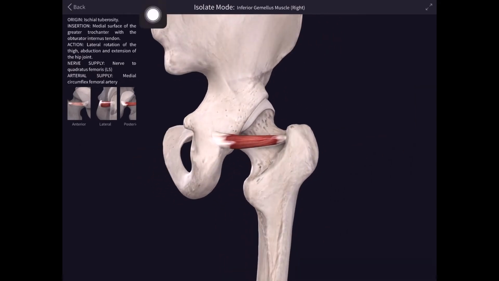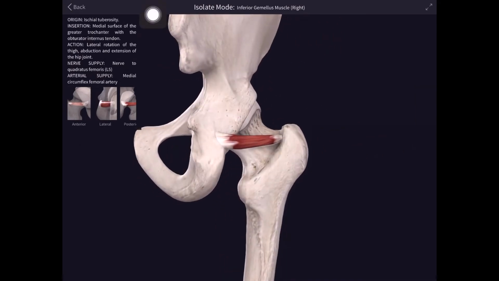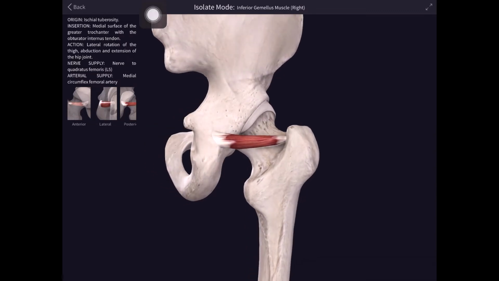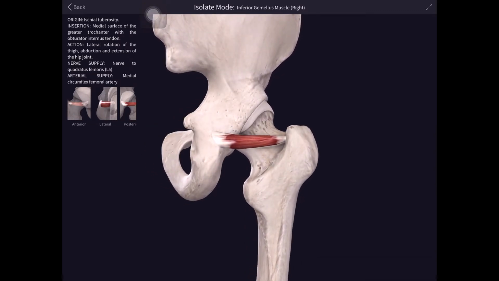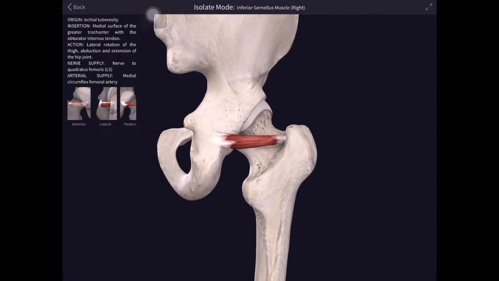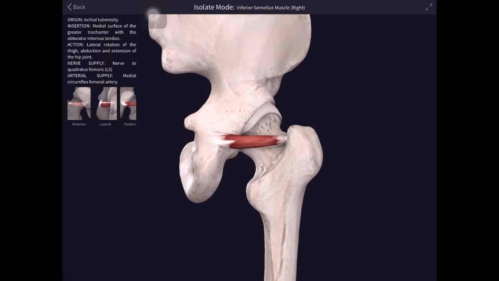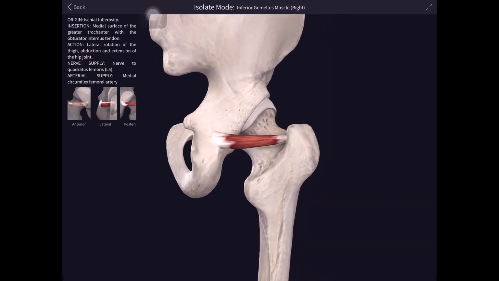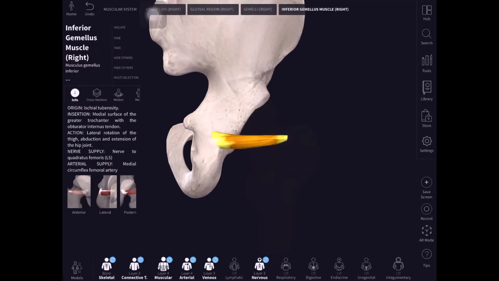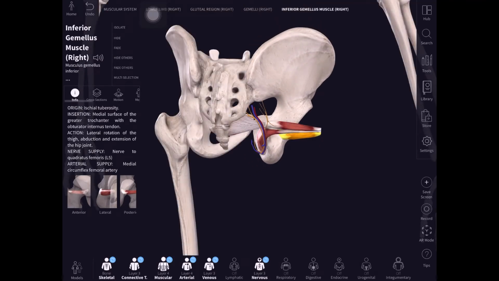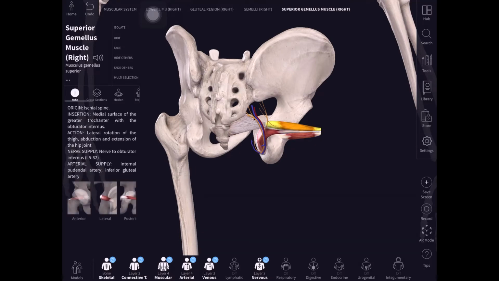Next is the inferior gemellus. In this diagram it neither looks like it is from the ischial spine nor from the notch, but as per the textbook explanation, it is from the lower margin of ischial spine and your lesser sciatic notch. So that is your inferior gemellus. There are some discrepancies between the textbook description and this app, but anyways, this is doing a fairly good job for us.